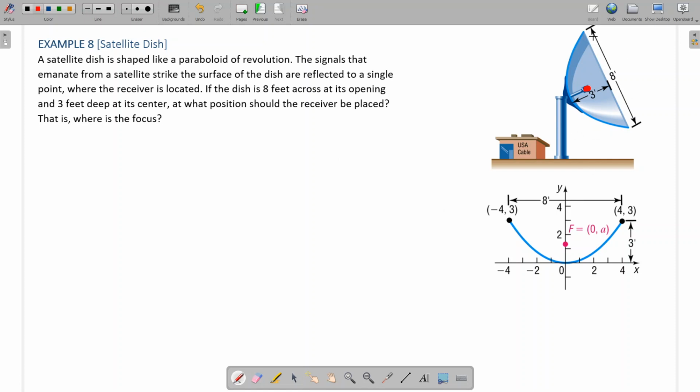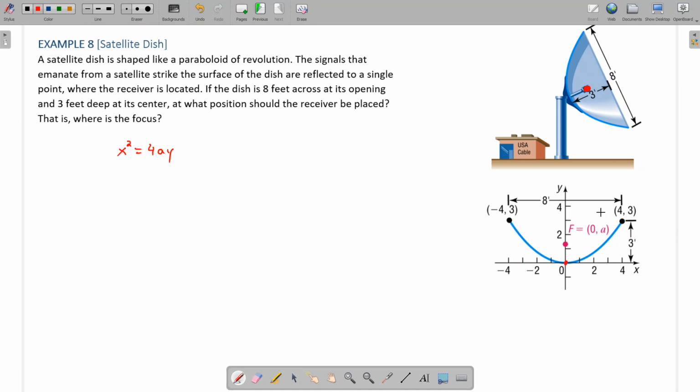Okay, so to model this problem, we've got our paraboloid here. It's 8 feet in diameter and 3 feet deep. So what I've done is I've embedded this in a coordinate axis. I have it opening vertically, but you could solve the same problem opening horizontally as well. Since it is opening vertically, I know that the equation we're going to use is the x squared form. So it would be x squared equals 4ay. And notice I've placed it so the vertex is at the origin, which is why I don't have to use the h and the k.